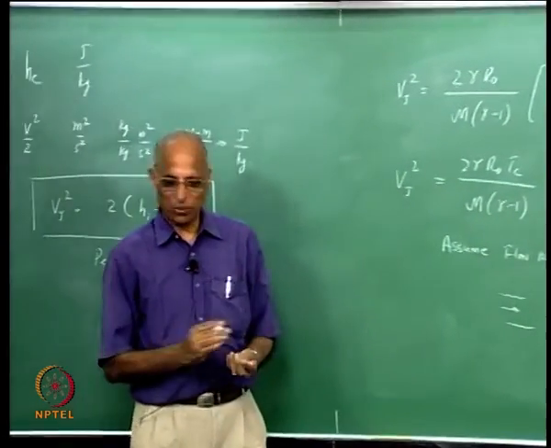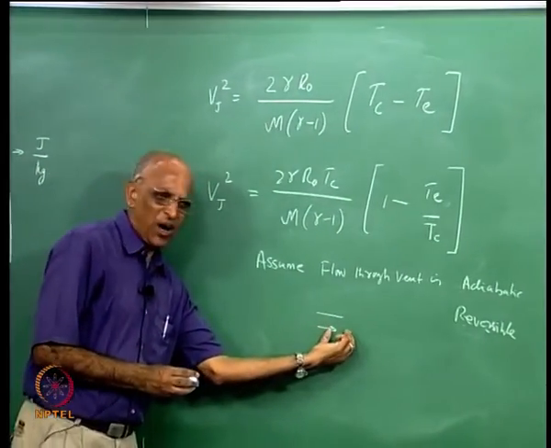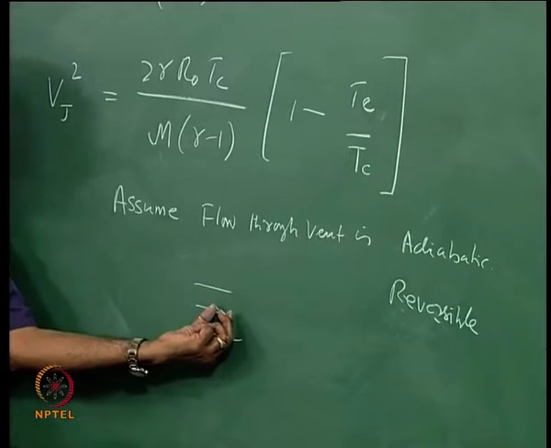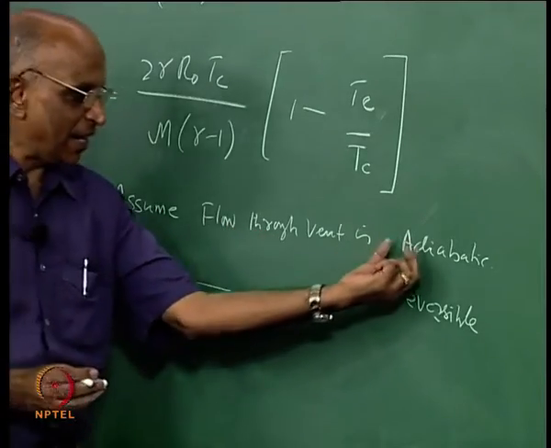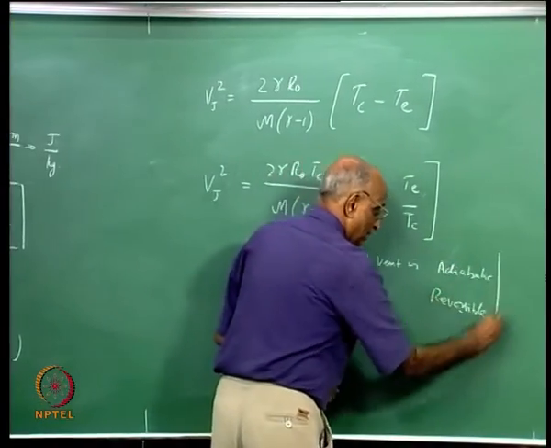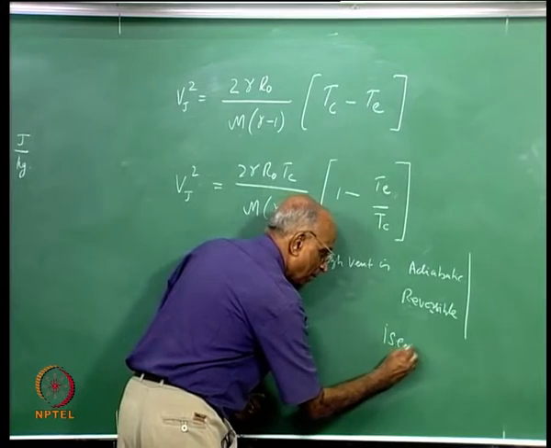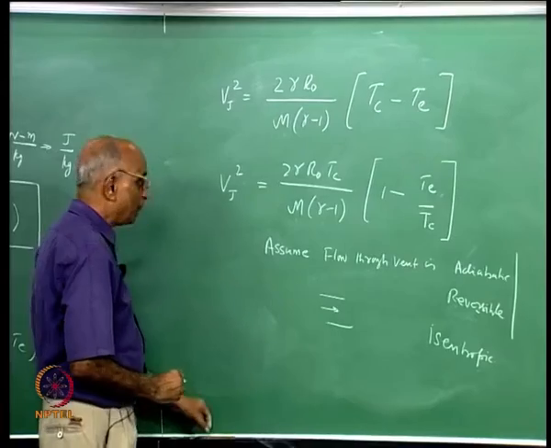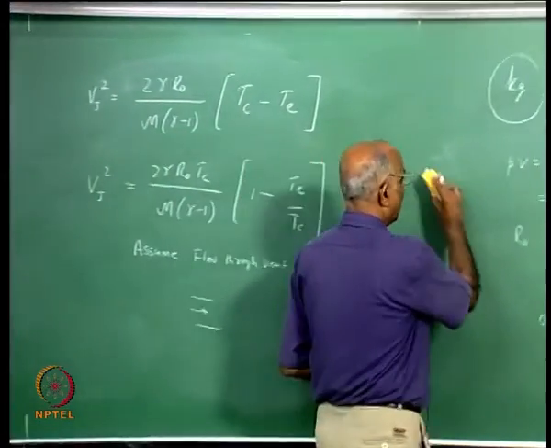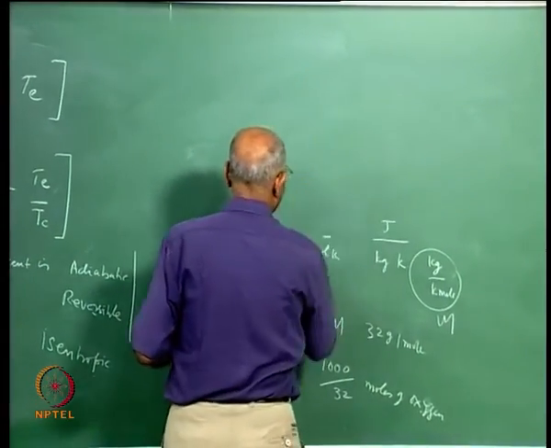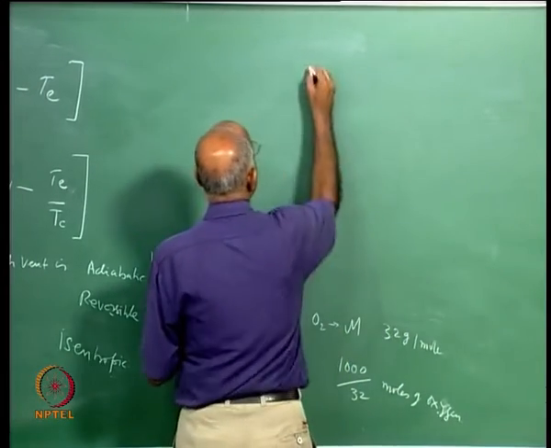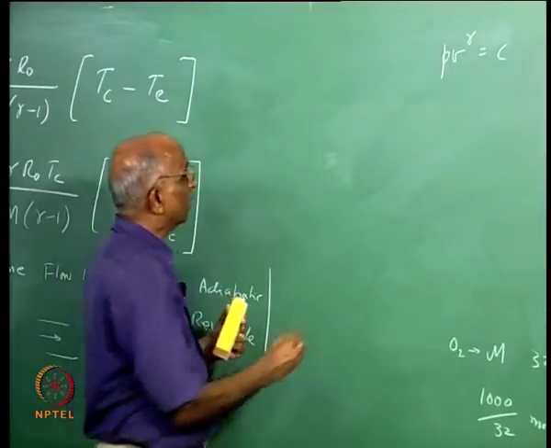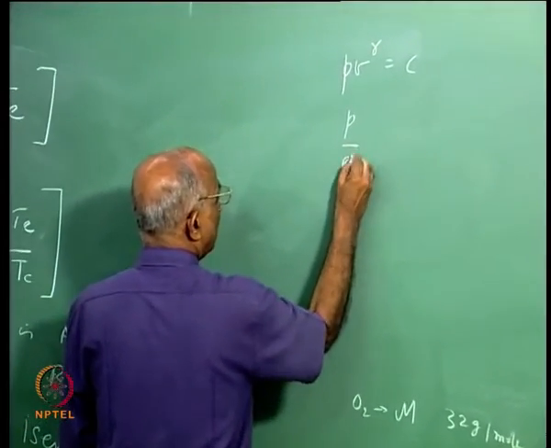What do you mean the flow is reversible? In other words, the flow is not so fast that it cannot retrace back; it goes through a series of equilibrium states. Therefore I say that the flow through the vent is adiabatic and reversible, or rather the word is isentropic. And if I have an isentropic flow, the equation for the process is P V to the power gamma is a constant, or rather P into rho to the power gamma is a constant.